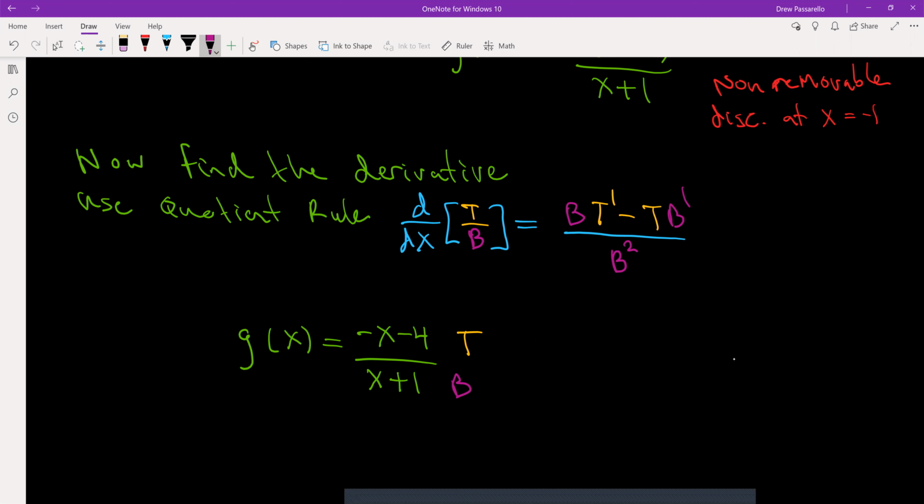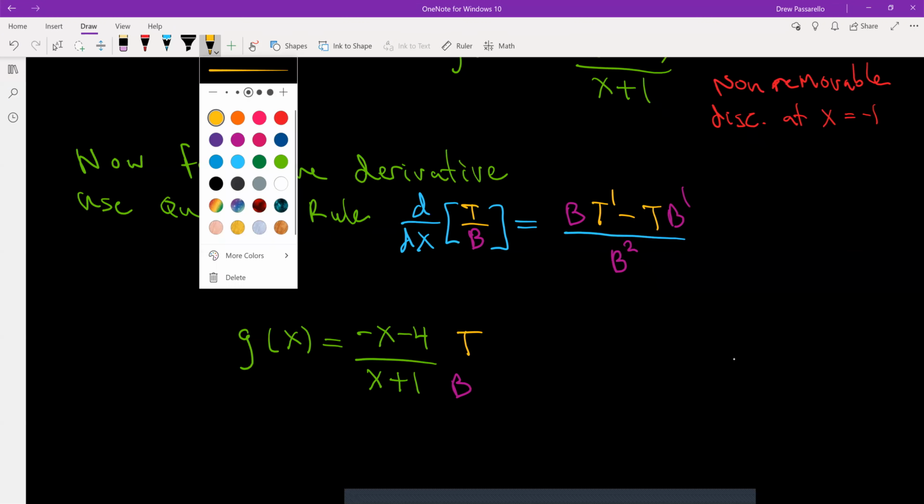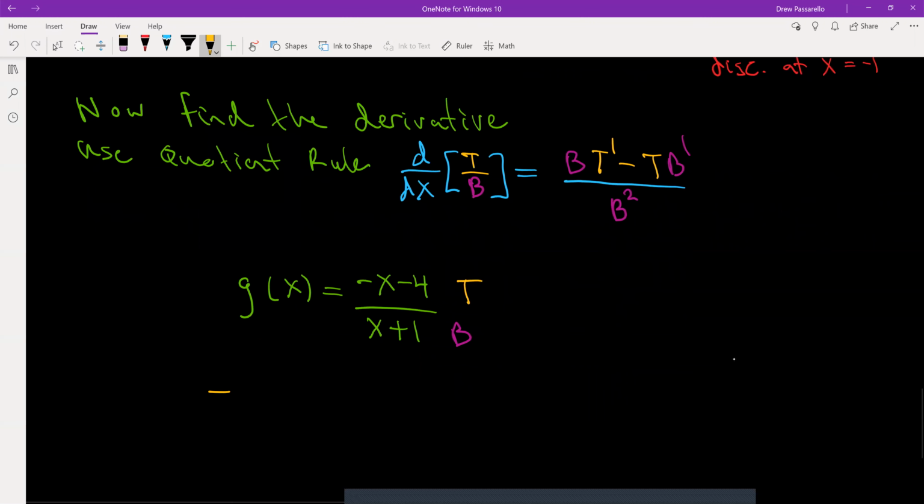So the top function derivative, taking the derivative of -x minus 4. Well, we know the derivative of x is 1, and because there's a negative sign in front of the x, that's going to make this negative 1. And then technically that's plus 0 due to the derivative of 4, since -4 is a constant, and that derivative is 0. So the result is just -1. So I'm going to erase this and just go ahead and write it as -1.